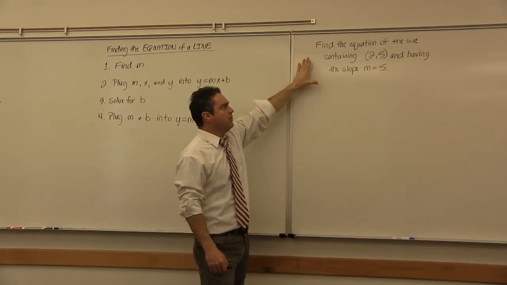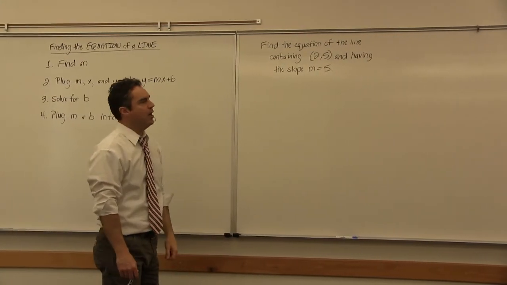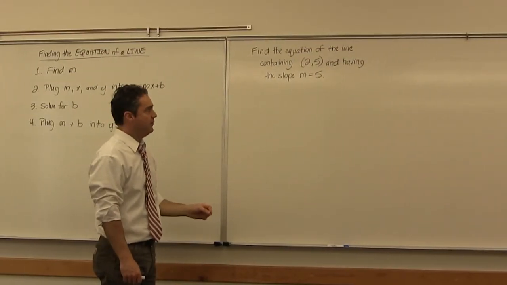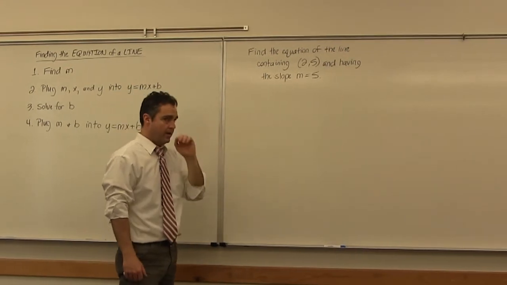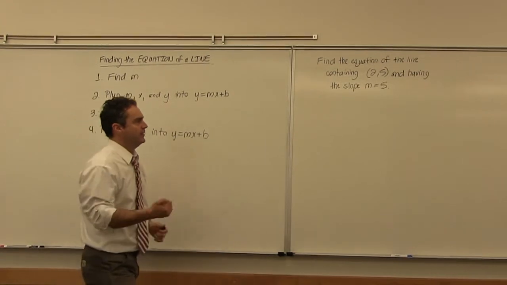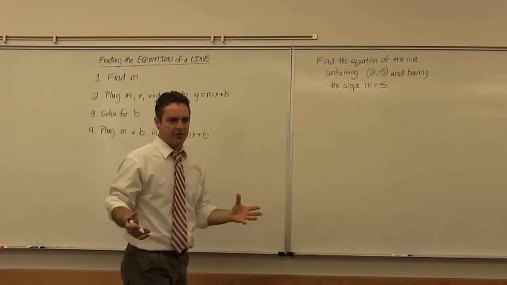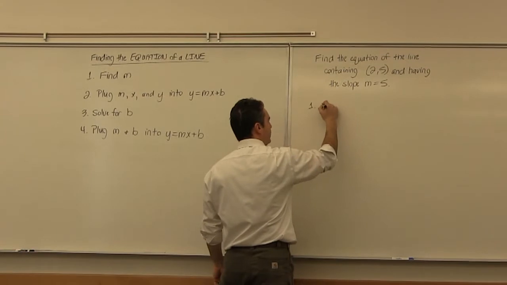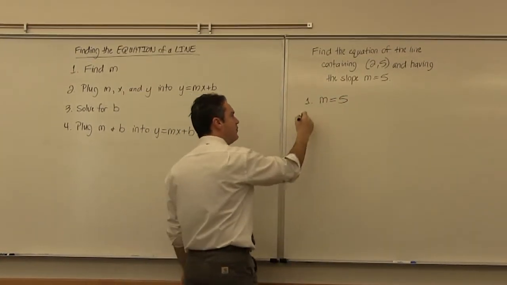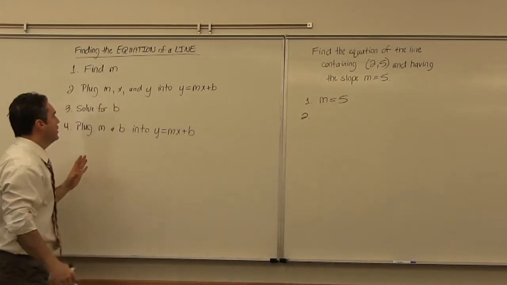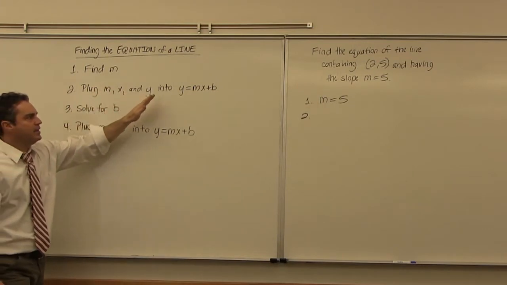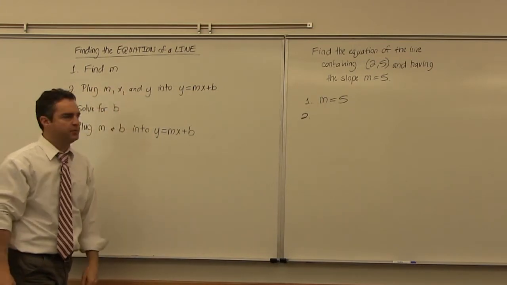Our first problem up here says find the equation of the line containing the point (2, 5) and having the slope where m equals 5. Well, you're lucky because m has been given to you in this problem. So step number 1, m equals 5. You don't have any work that you need to do. Step number 2 in our 4-step process here. Plug m, x, and y into y equals mx plus b.